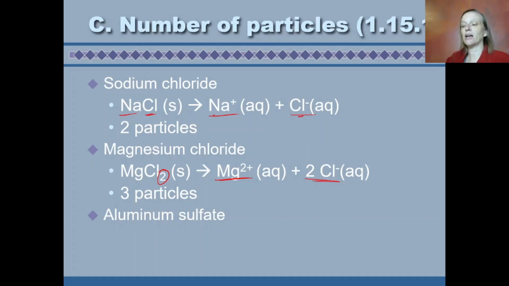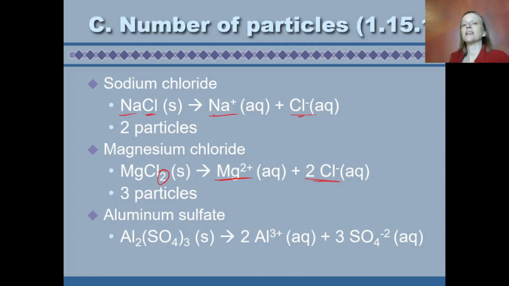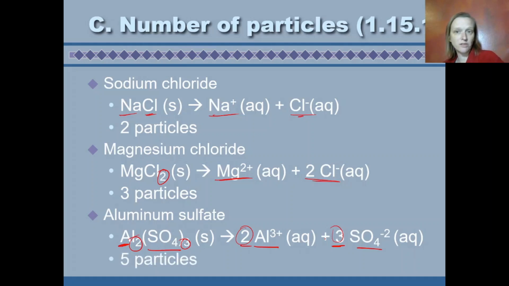If you have a compound like aluminum sulfate, its formula is Al2(SO4)3. What do we have here? We have two aluminum ions when we dissolve this in water, and three sulfate ions. So that's a total of 5 particles that aluminum sulfate creates when it's dissolved in water.